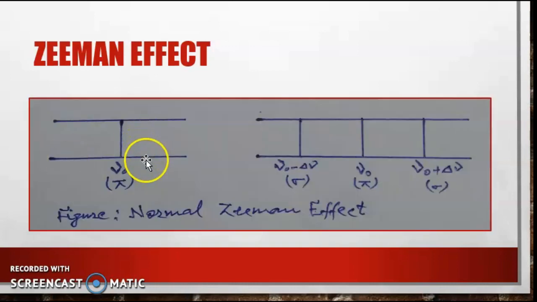As you can see in this picture, we have this singlet line of frequency nu naught, known as the pi component, in absence of any magnetic field. But when the same spectral line is seen in presence of uniform external magnetic field, besides this central line nu naught, on either side of it we have two extra lines, one with frequency nu naught minus delta nu and the other one with frequency nu naught plus delta nu. That means these two lines are shifted on frequency scale by the same frequency difference on both sides of it, and these are the sigma components.